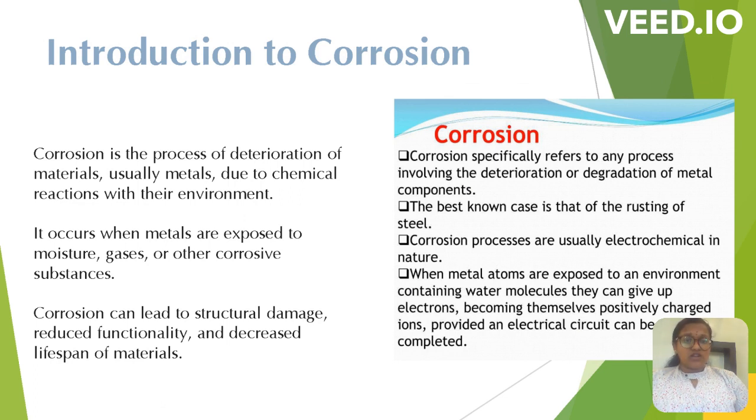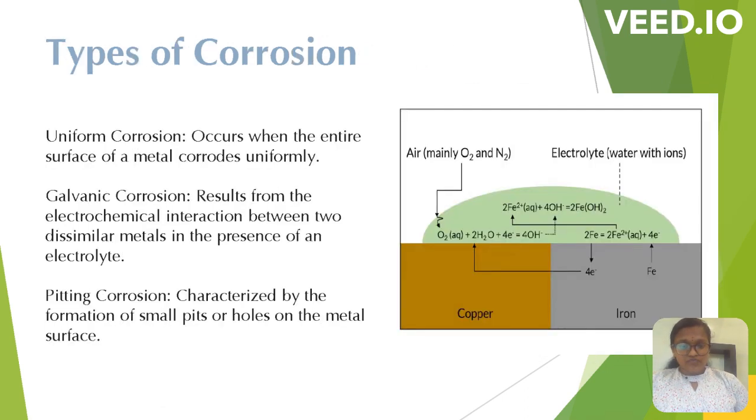Corrosion specially refers to any process involving the deterioration or degradation of the metal components. The best known case is that of rusting of steel or iron. Corrosion processes are usually electrochemical in nature. When metal atoms are exposed to an environment containing water molecules, they can give up electrons, becoming themselves positively charged ions, provided an electrical circuit can be completed.